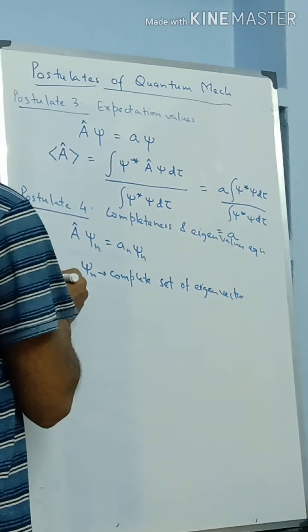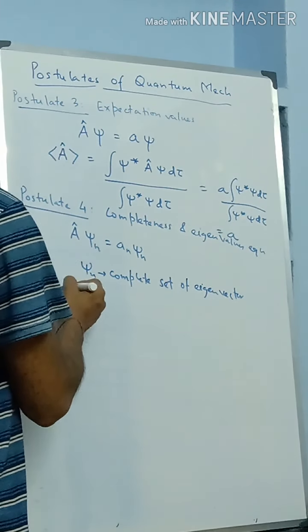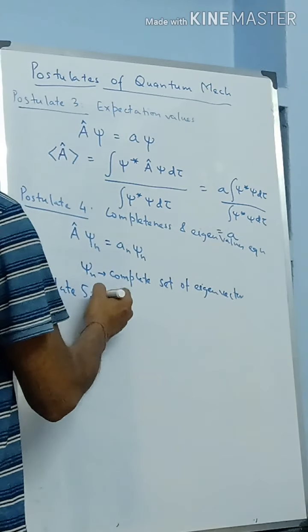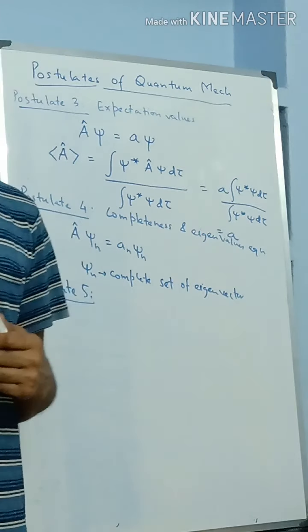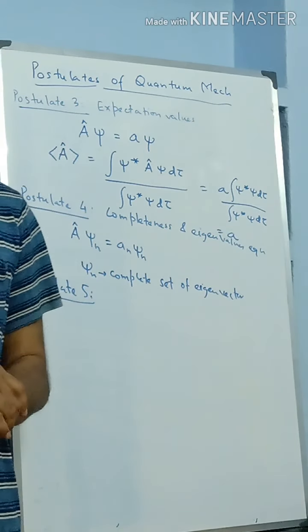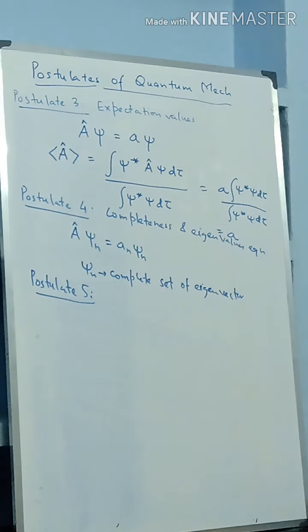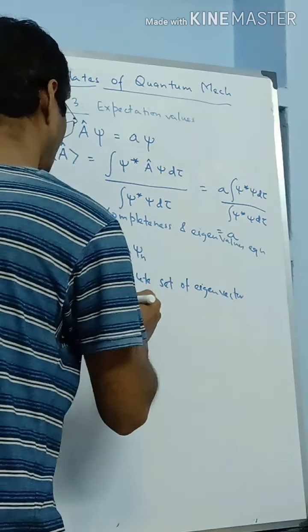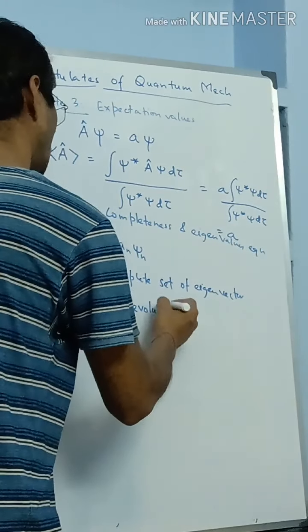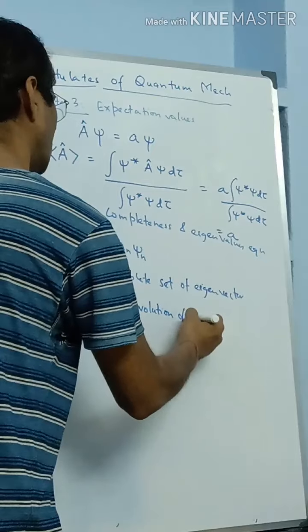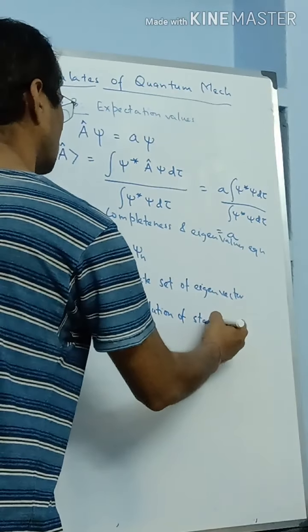The final postulate, which is postulate number 5, can be called the time evolution of states, as mentioned in your syllabus.